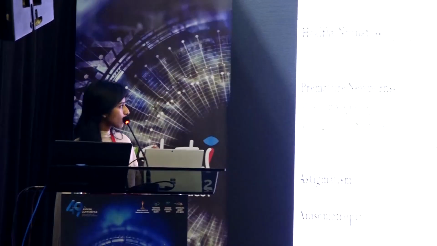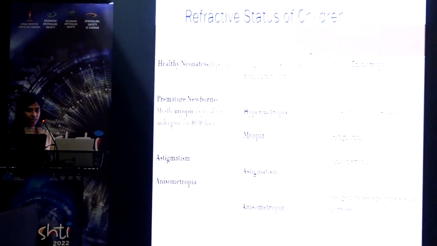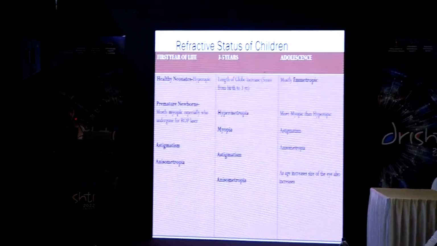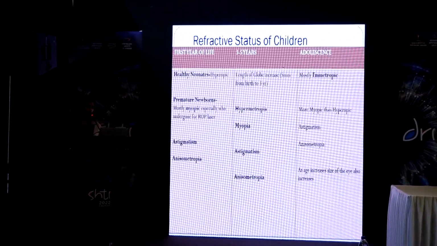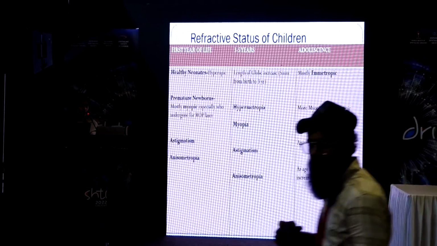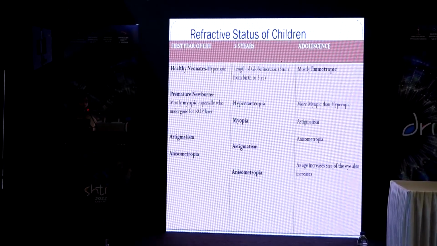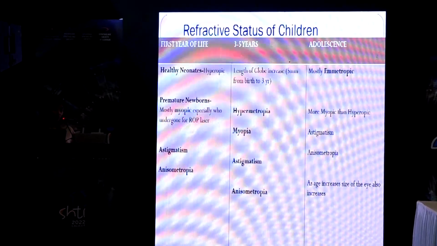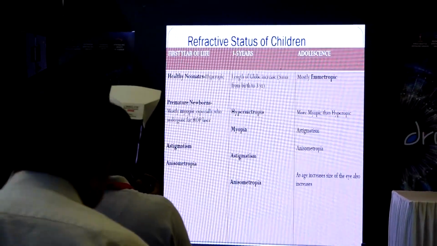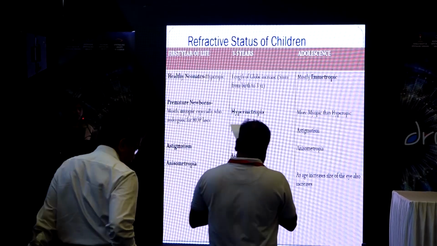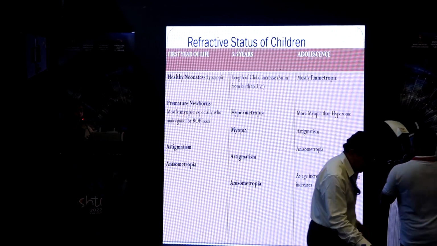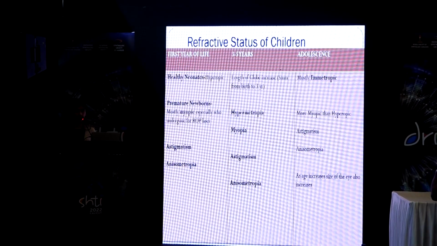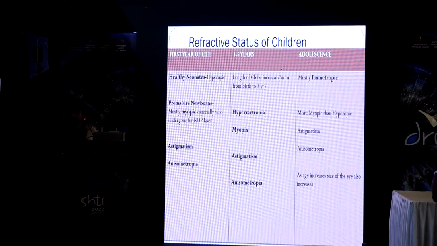So here the table shows the possible refractive errors at different age groups. The first age group is less than 1 year. A healthy neonate will be hyperopic, but in some cases, if the baby is born preterm and has not gone for any ROP laser, the refraction will be myopic. From 3 to 5 years, we can see all types of refractive errors. But in adolescents, most of them will be ametropic, with more myopes than hyperopes. And astigmatism and anisometropia will be more common in all age groups.